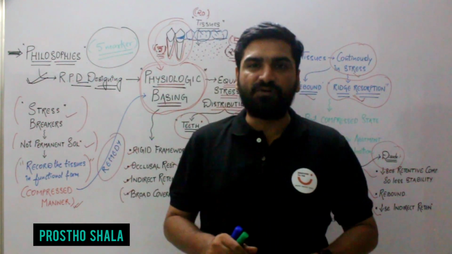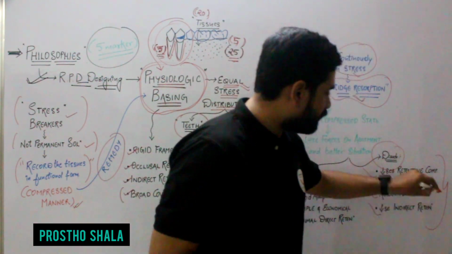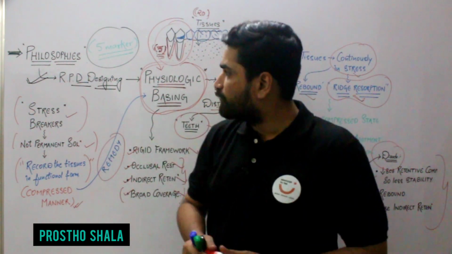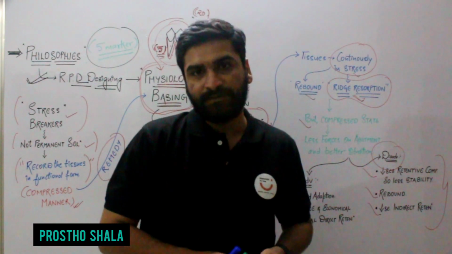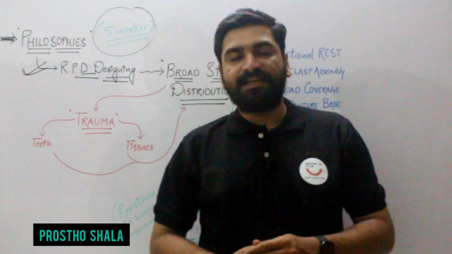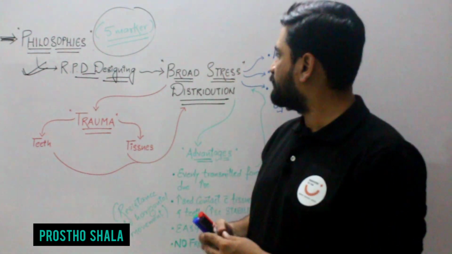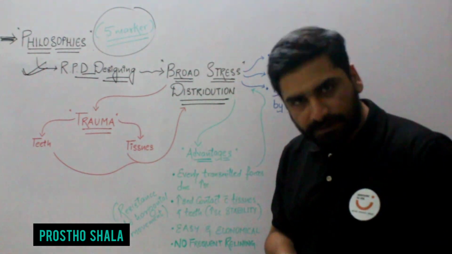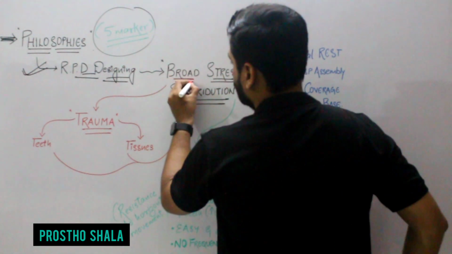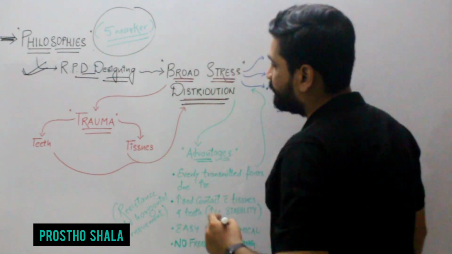We'll see what the fourth philosophy has to offer, whether it solves all the disadvantages of this theory as well as the previous theory. We will come to know when we go through the fourth philosophy of RPD designing. The last and final philosophy which we are going to discuss is the broad stress distribution. The name itself explains what this philosophy is going to say, right?